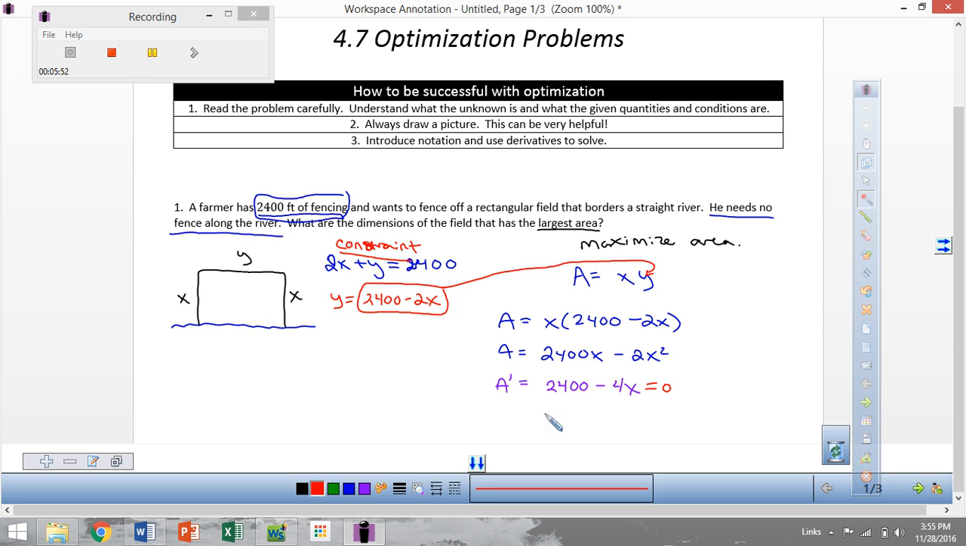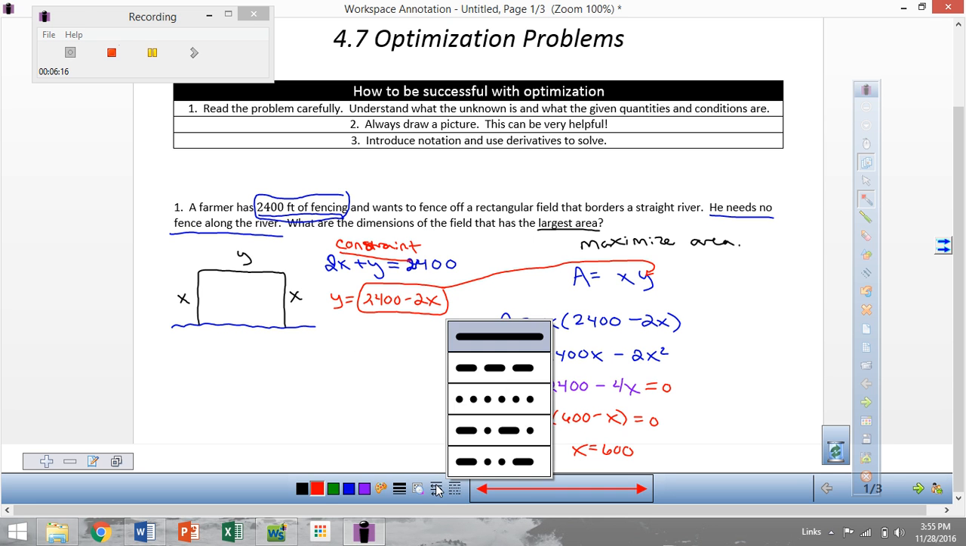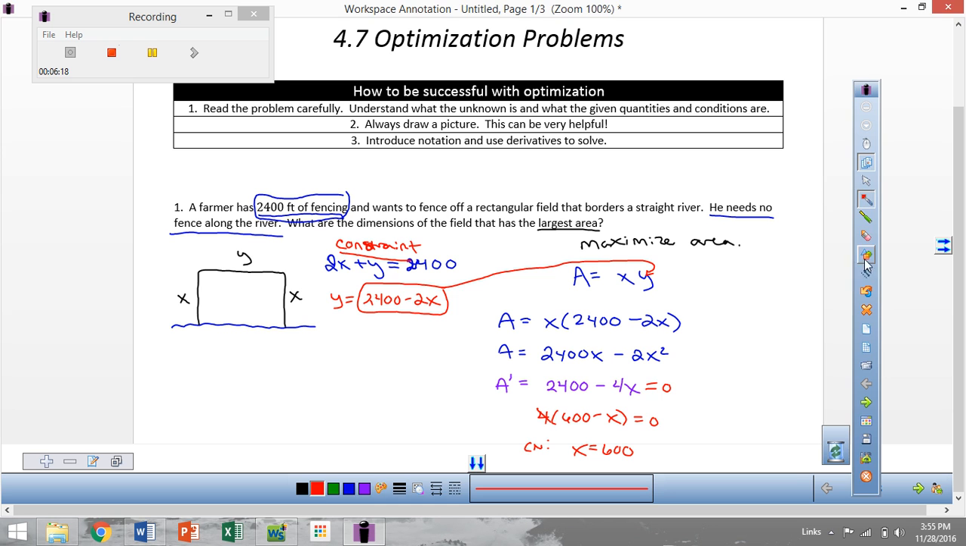So what I could do here is factor out a 4, and that would leave me with 600 minus x equals 0. So my critical number would be when x equals 600. I don't need to worry about that 4. I just set this equal to 0 and solve for x and I get 600. What I would want to do at that point is go ahead and make that number line.